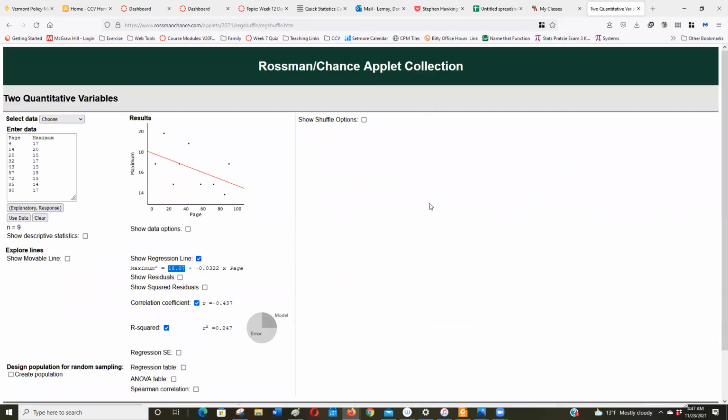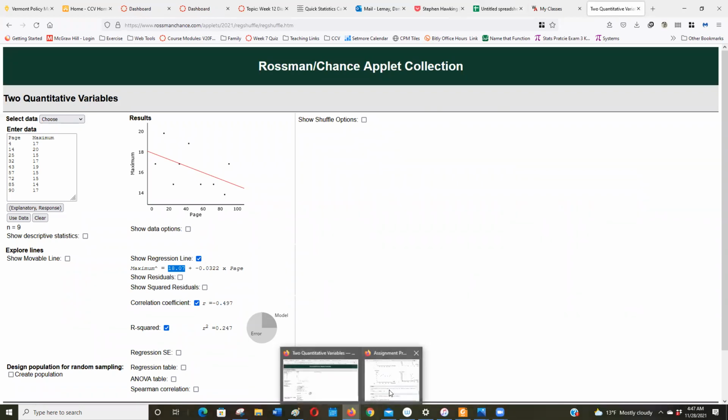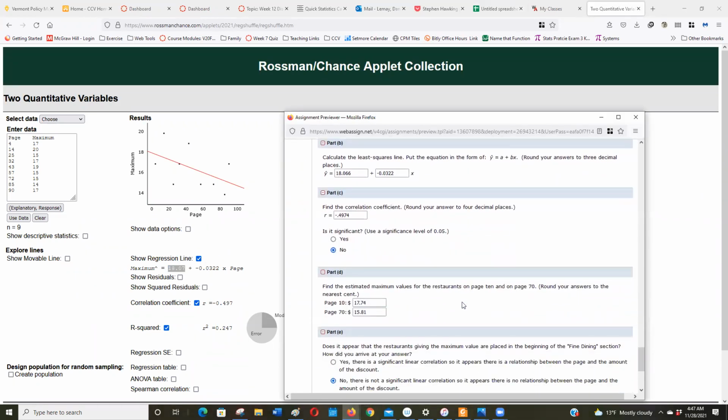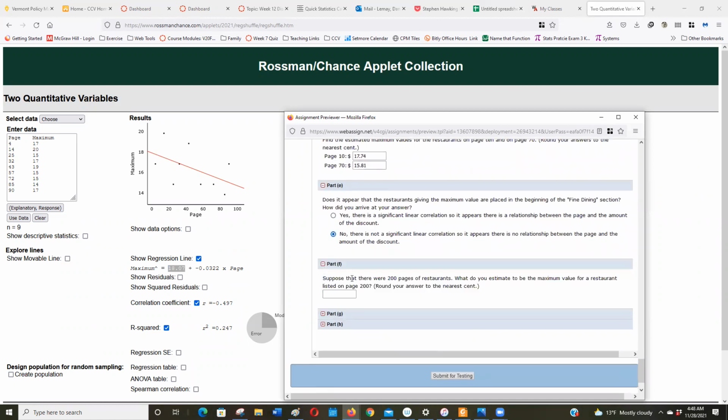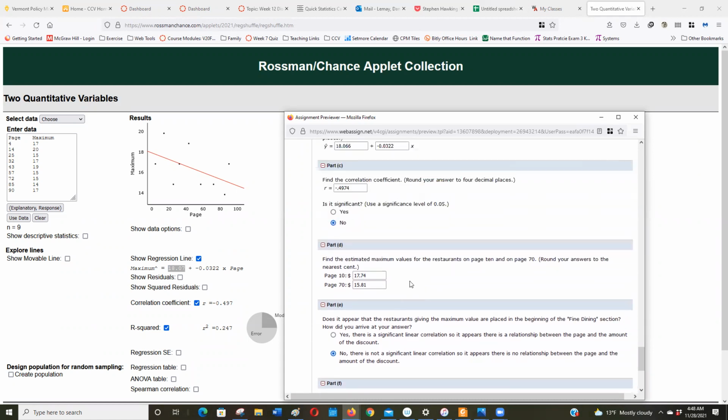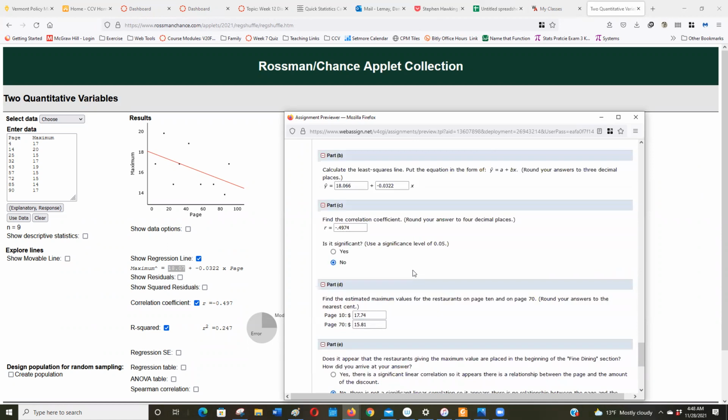Let's see, come back here. With part F. Part F says, suppose there are 200 pages. This is what I wanted to do. So I'm going to do that same thing, only with 200. What I want to point out to you is I don't have a page 200. In fact, the largest page I've got is 100. So who knows if this linear model is still going to be in effect that far away from our collected data. That's an example of extrapolation.